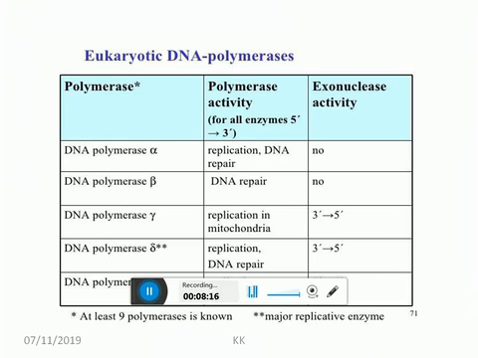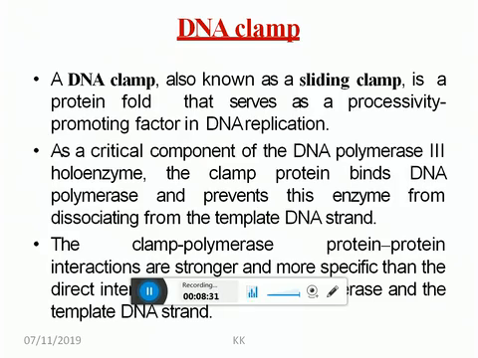At least nine polymerases are known as major replicative enzymes. Polymerase delta is the major replicative enzyme. Then the DNA clamp. The DNA clamp, also known as a sliding clamp, is a protein fold that serves as a processivity-promoting factor in DNA replication.